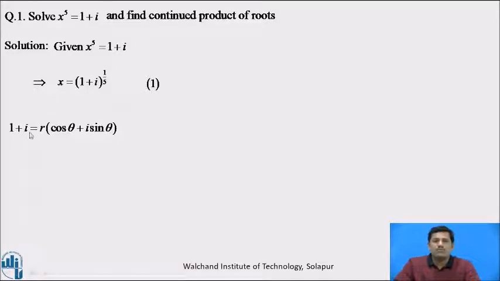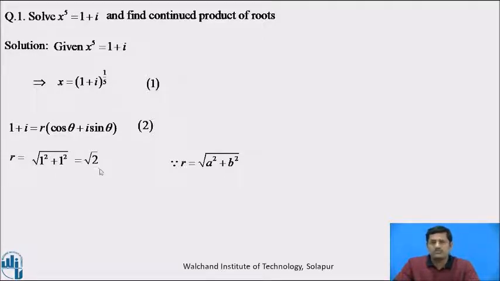The polar form of 1 plus i is r into the bracket cos theta plus i sin theta. Now call it equation number 2. Let us find r and theta. We know that if a plus ib is any complex number, then r is the square root of a square plus b square. Here a is 1 and b is 1. So r equals the square root of 1 square plus 1 square, that is square root 2.